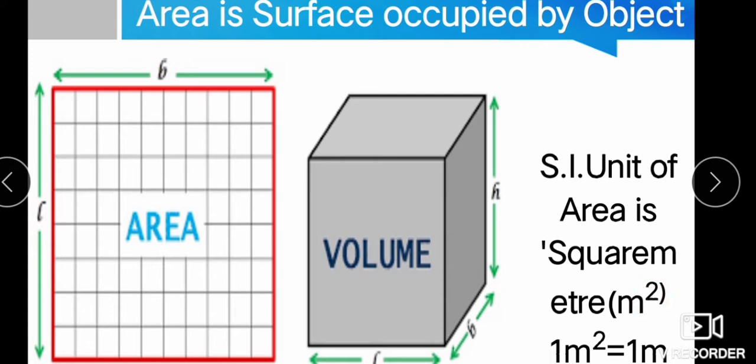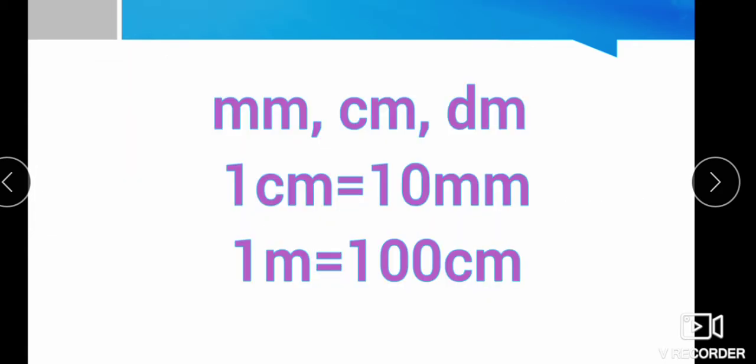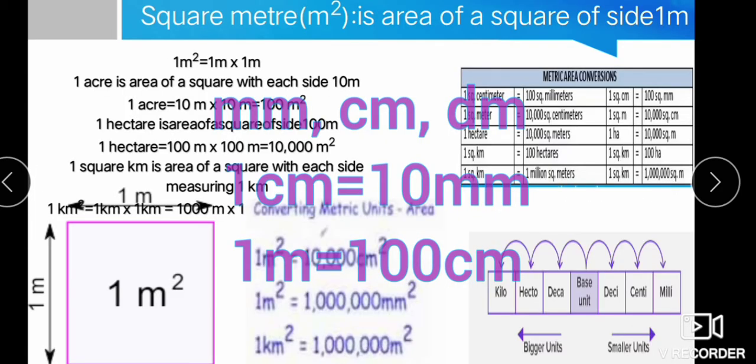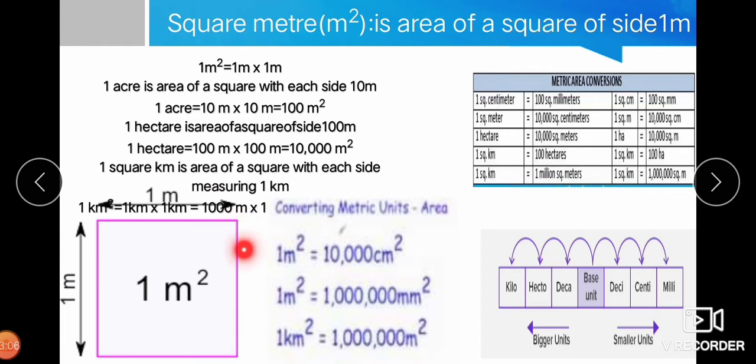Let us see other smaller units and their conversion. Square meter is the area of a square of side 1 meter. 1 meter square is written as the area of a square of side 1 meter, 1 meter into 1 meter.